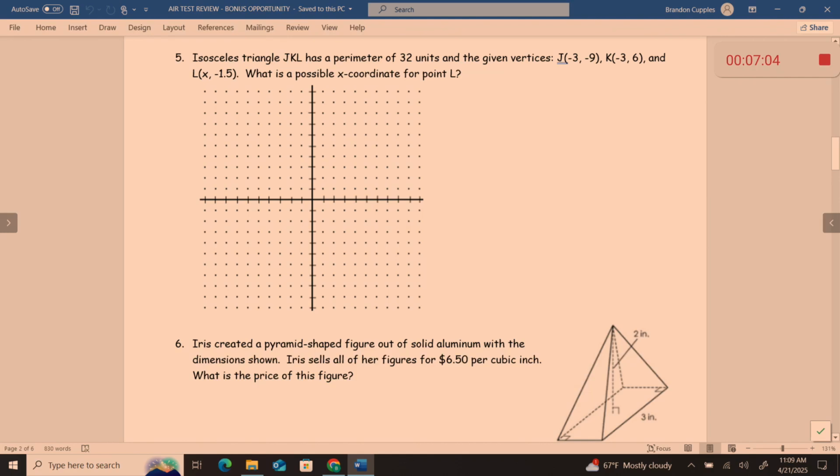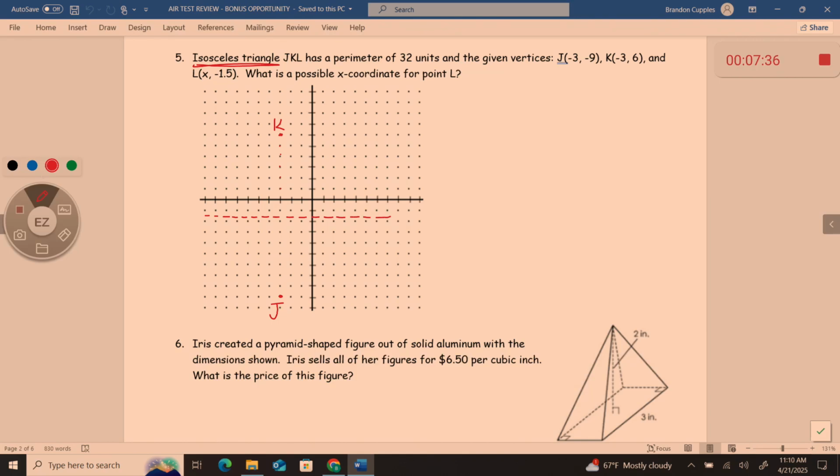Okay. Isosceles triangle JKL has a perimeter of 32 units and given vertices at J, negative 3, negative 9. Okay, K is at negative 3, 6. This is key here, folks. Okay, and blank, negative 1.5. So somewhere on this line right here, our point will lie. Okay.